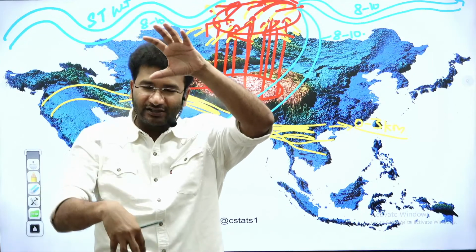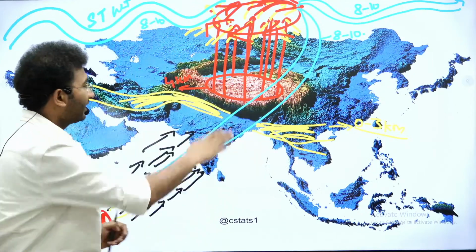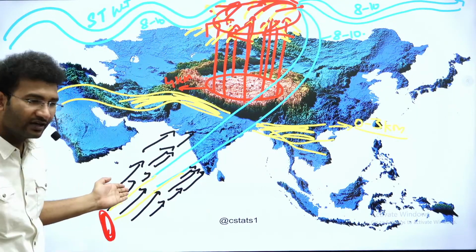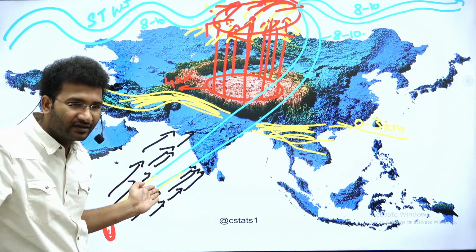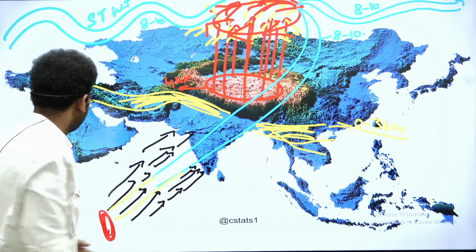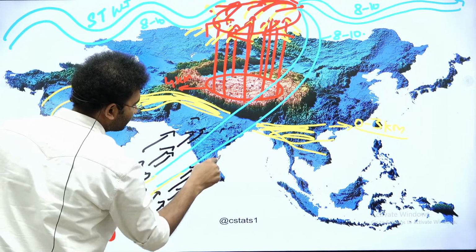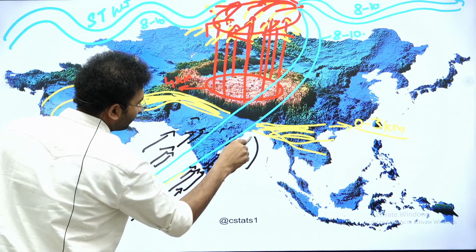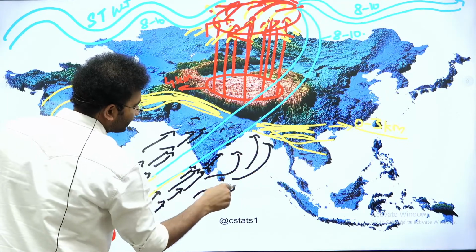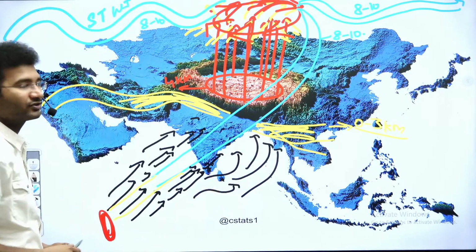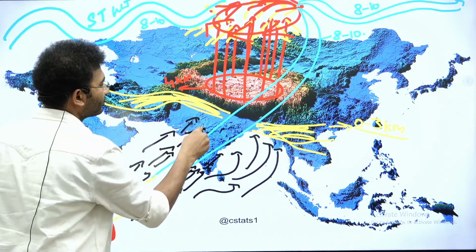If it is present at the lower end, it is because the air comes and sinks, and the black color winds which you are seeing, they move towards the ITCZ zone. This is where they come towards the ITCZ zone here. The stronger the jet stream, the stronger will be the monsoon.